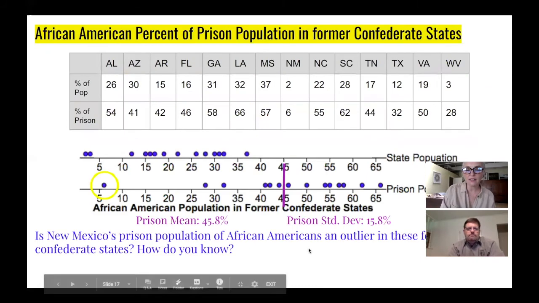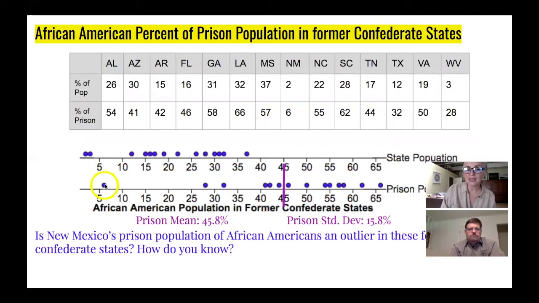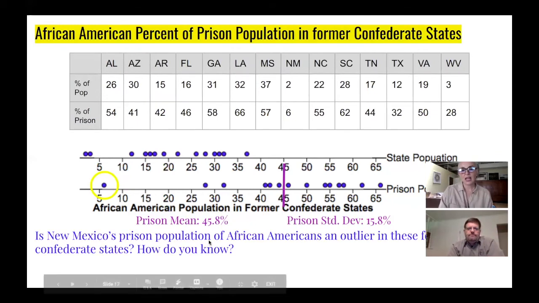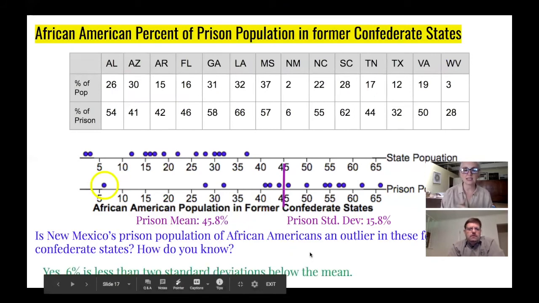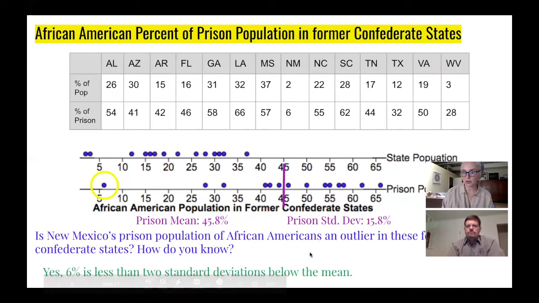So let's go back to our graph and our data. Our prison mean was 45. We suspected that this 6% was an outlier. So we're going to ask ourselves, is it 2 standard deviations below? Our standard deviation for prison was almost 16. So if we're at 45 and we drop 15-ish, that takes us to 30. And if we drop 15-ish again, that takes us to 15. And is 6 less than 15? Yes, it absolutely is. And so we can officially say that 6% is more than 2 standard deviations below the mean.